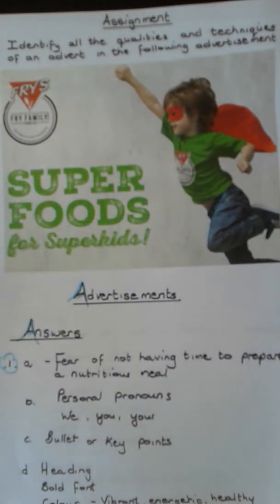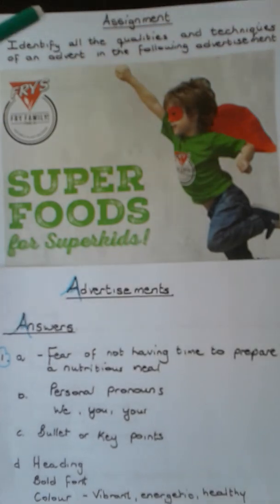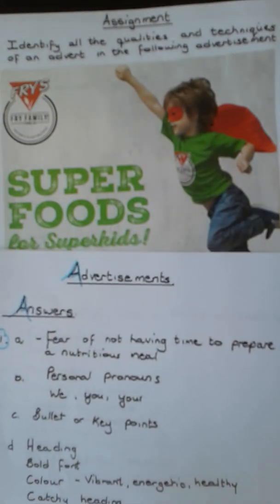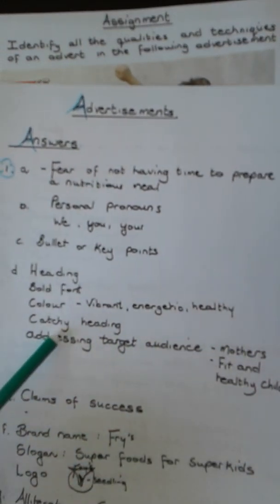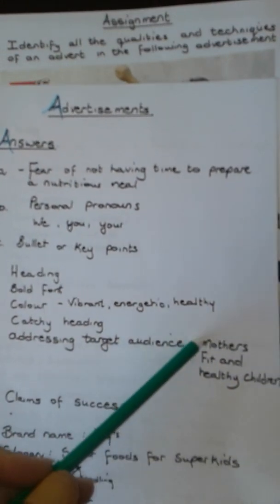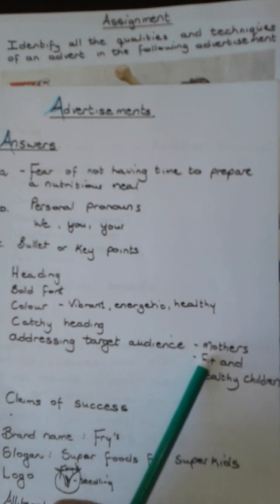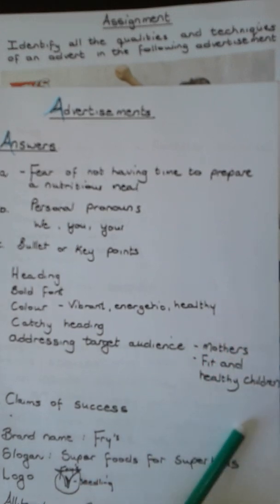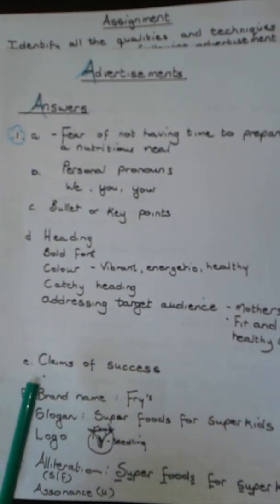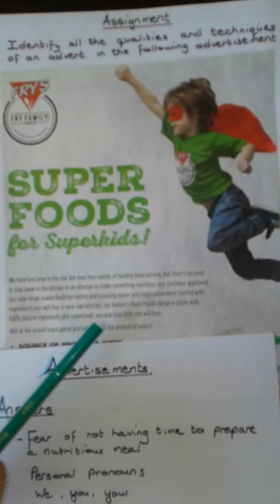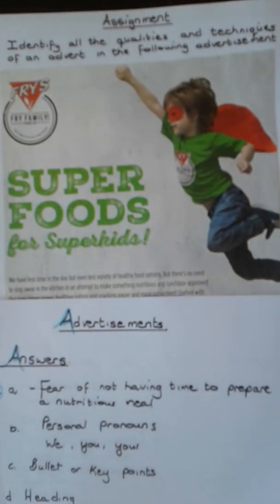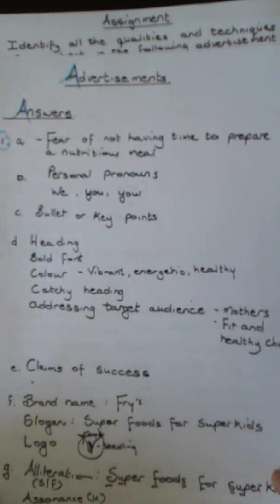It's a catchy heading, Superfoods for Super Kids. Every child and every mother would want their kid to be a super kid. And it is addressing the target audience of mothers wanting their kids to be fit and healthy children. It also makes claims of success, basically telling us how good this superfood is and what it consists of.